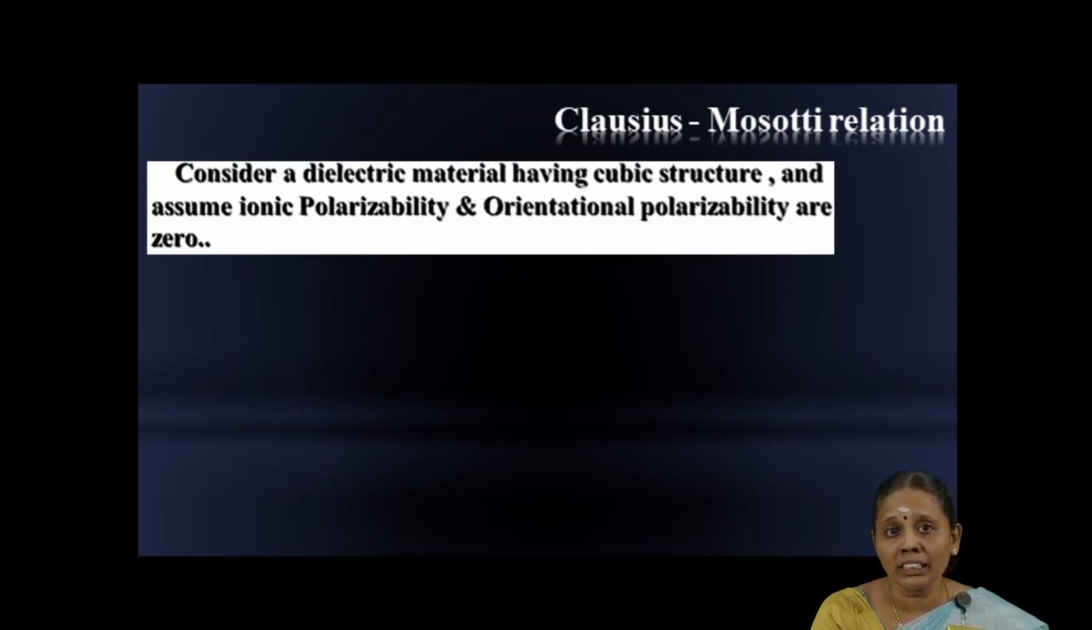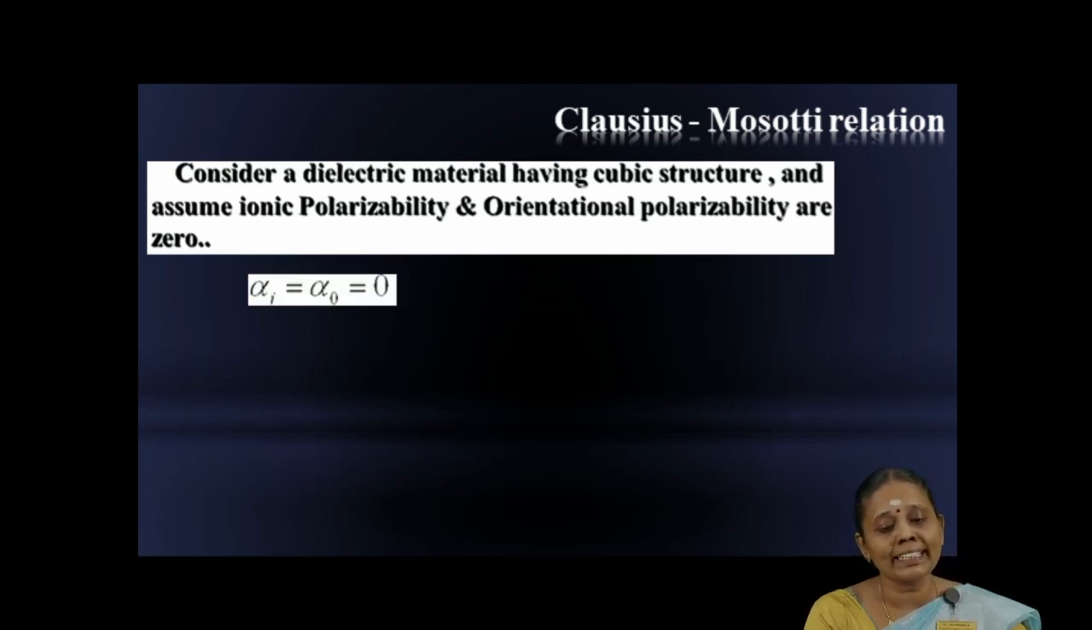The total polarization is the combination of 4 parts: electronic, ionic, orientational and space charge. Here our considered material belongs to cubic structure. Here we consider that the orientational as well as ionic polarization leads to 0. It can be written like this: alpha I is equal to alpha O is equal to 0. Alpha I is nothing but ionic polarizability and alpha O is nothing but orientational polarizability.